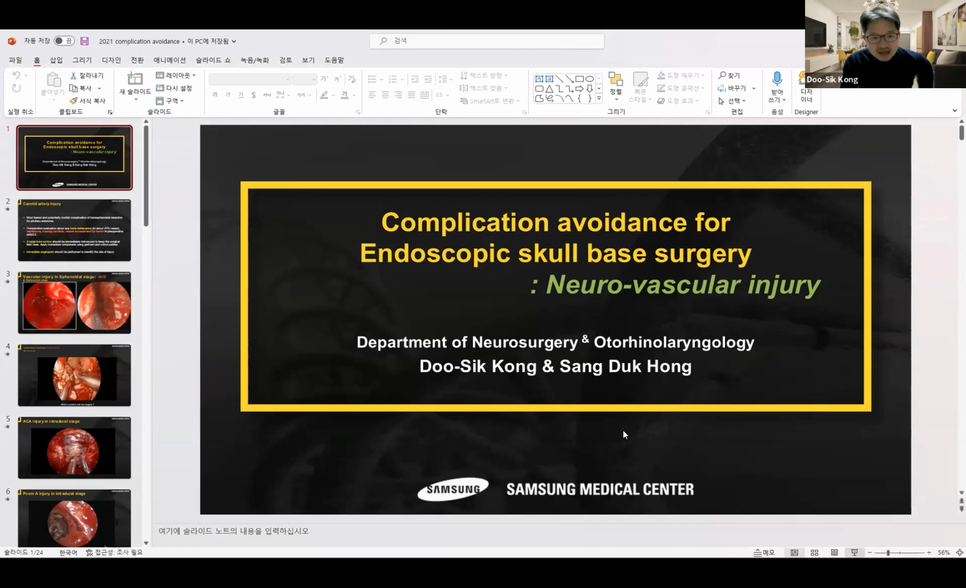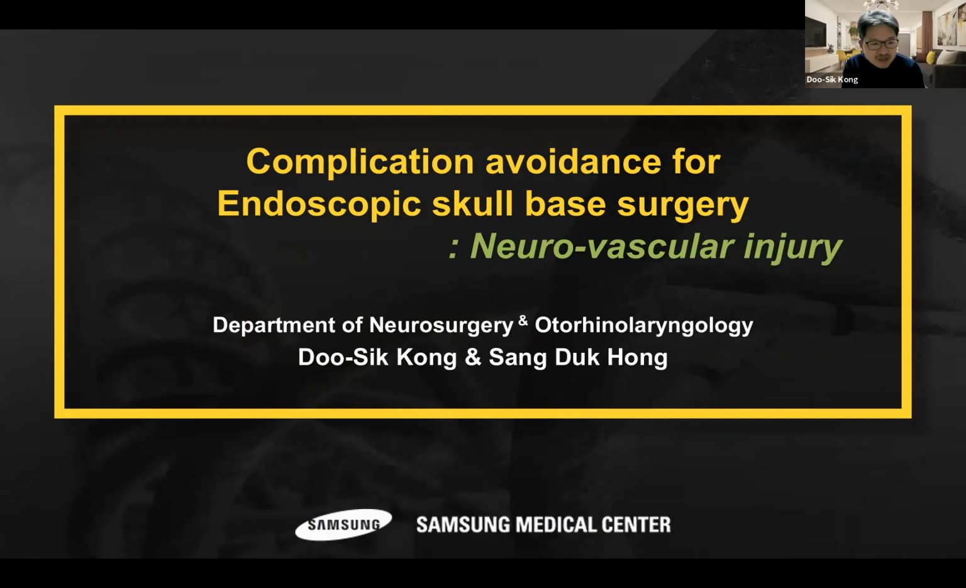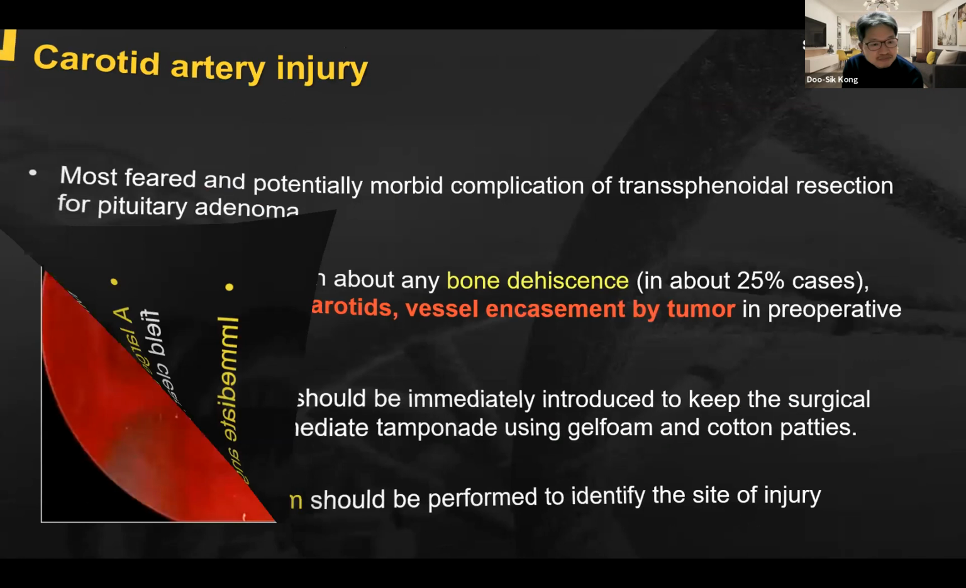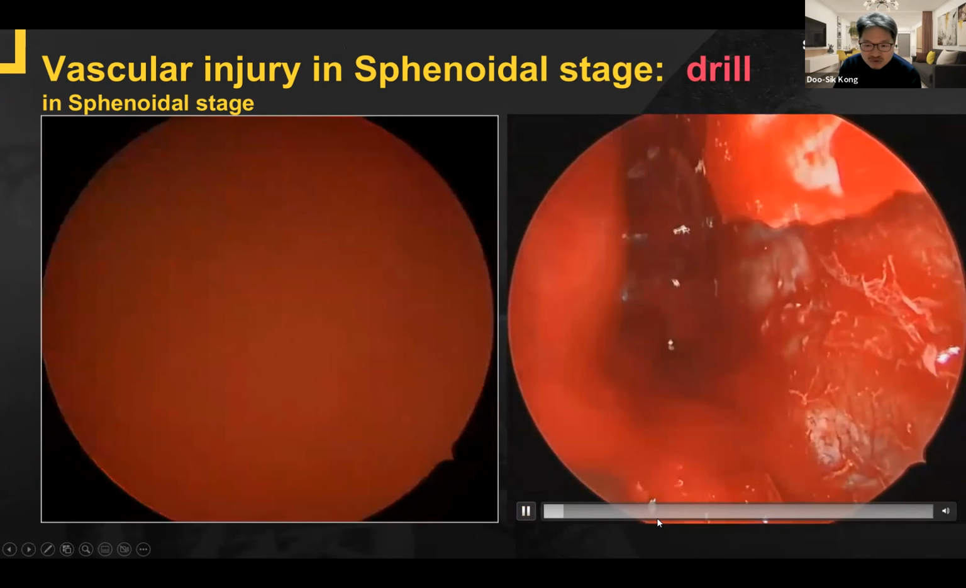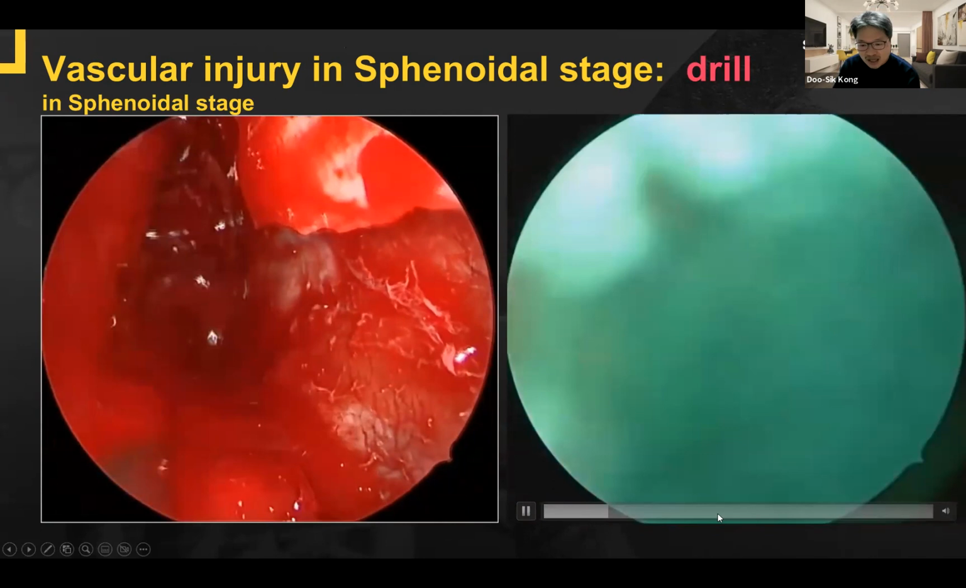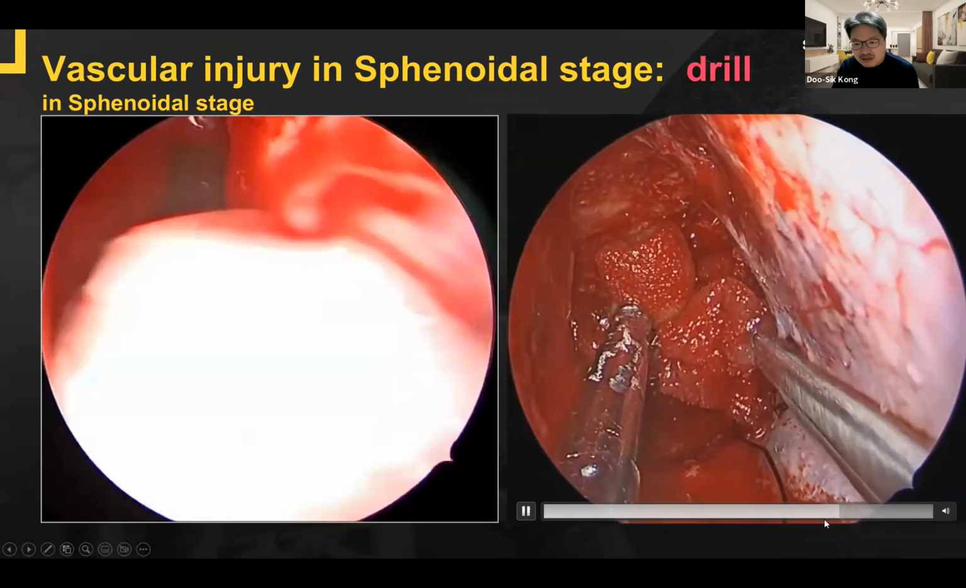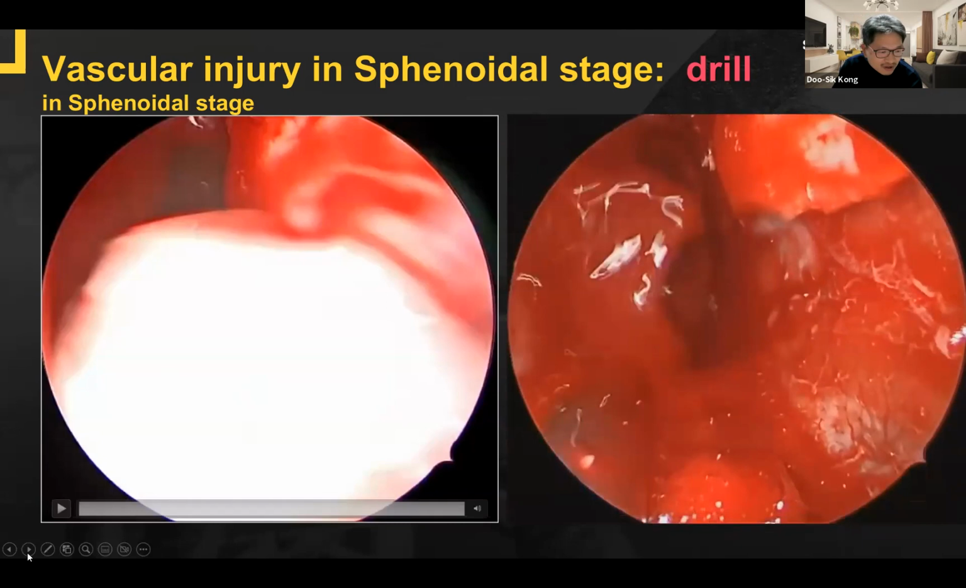Recently, I presented the complications and avoidance of vascular injury during endoscopic skull base surgery. When we drill at the sphenoid stages, sometimes we can encounter some bleeding, and then we need to control it with the assistance of faculty members and large-bore suction. Finally, we can control it by just compressing with cottonoid.